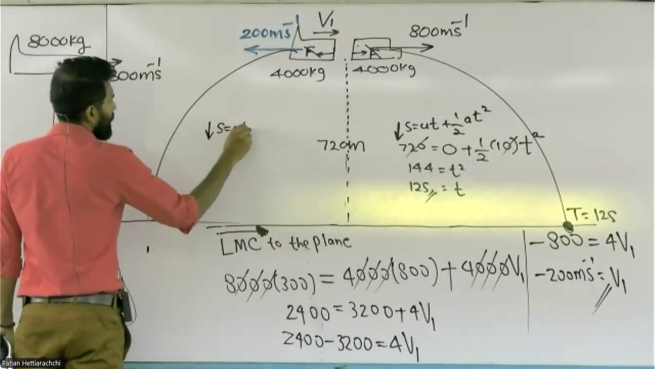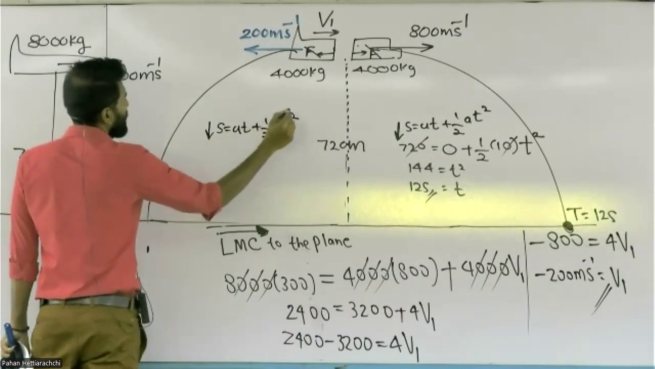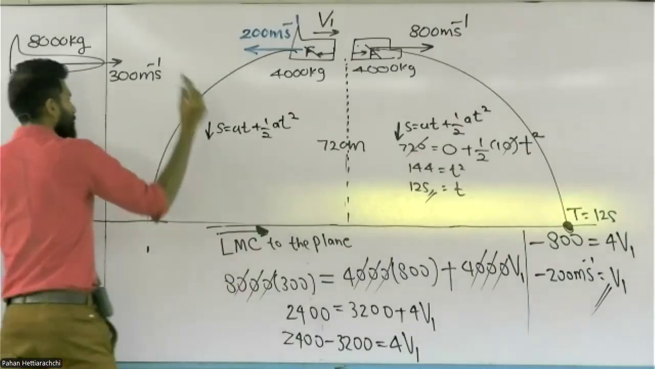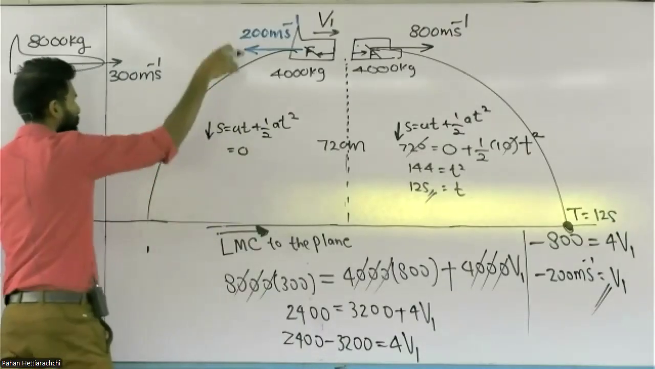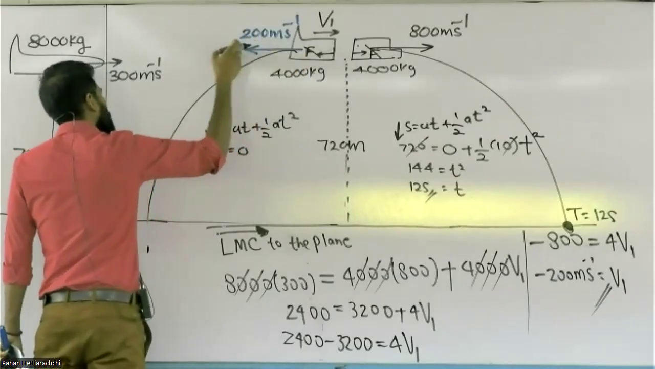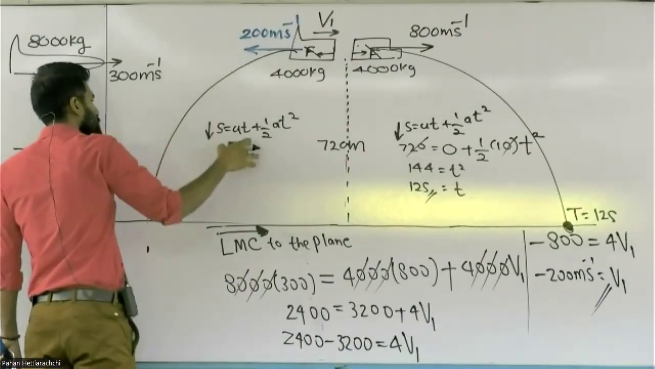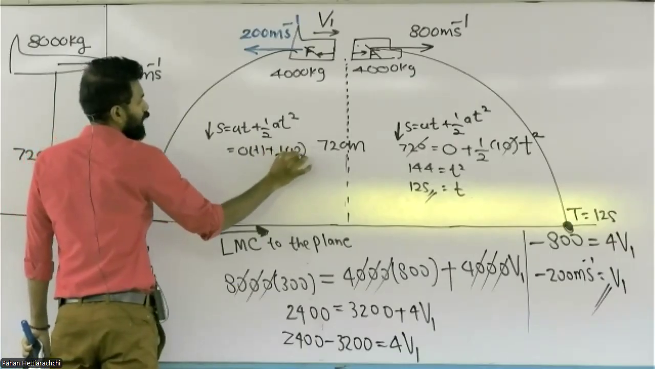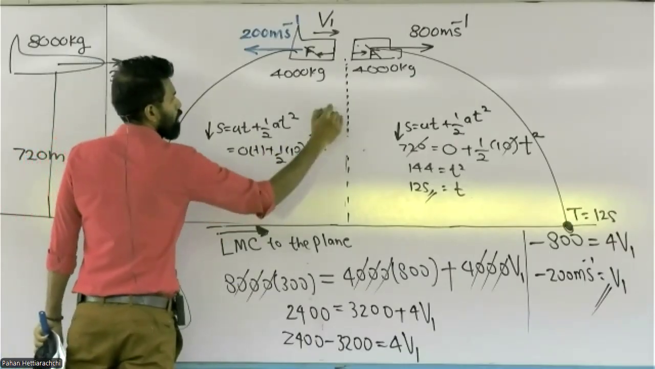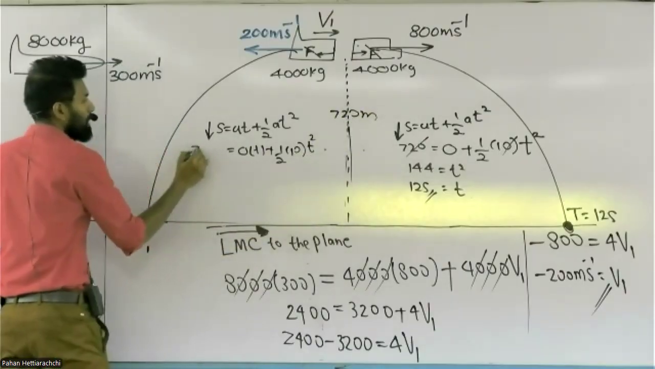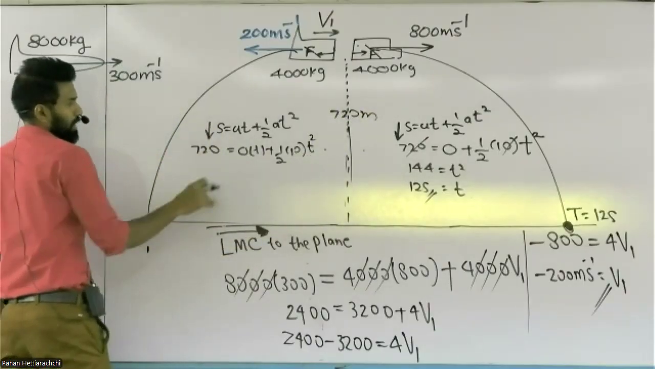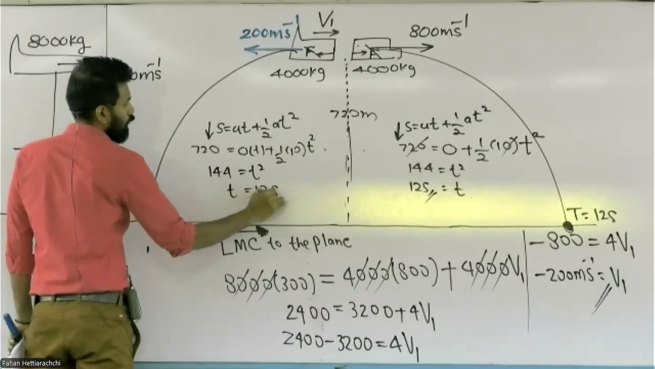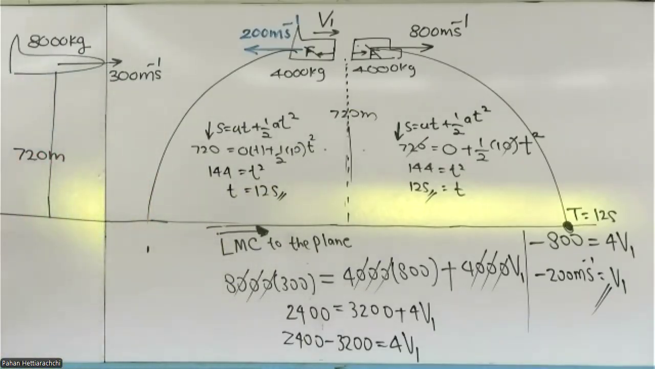On the other side also, you can do the same thing. No need to write S equals ut plus half at square again. Why? When we consider the vertical motion, both are the same. The other fragment also has a 0 initial velocity vertically, since it moves apart in the opposite direction horizontally. So 0t plus half acceleration of gravity 10 t square. It also has to reach 720 meters downward. What will happen? 144 is equal to t square, t is equal to 12 seconds.